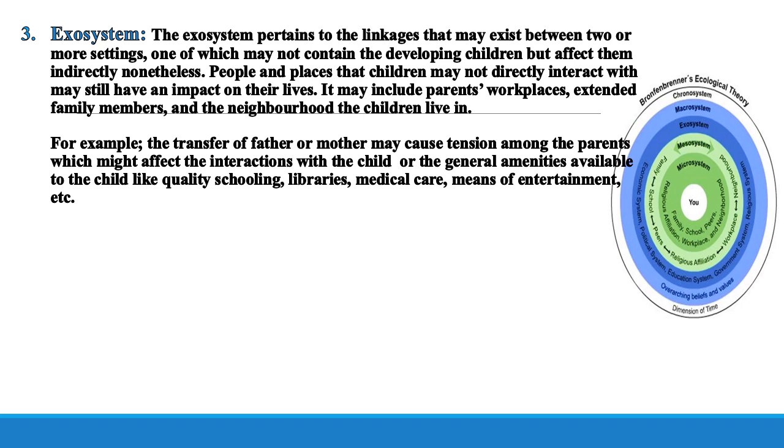So here, with an example, it will be more clear about the exosystem, how it affects the development of the child. Now look at this example. The transfer of father or mother may cause tension among the parents, which might affect the interactions with the child. Yes. Now, if there is any transfer of father or mother, this may cause tension among the parents.